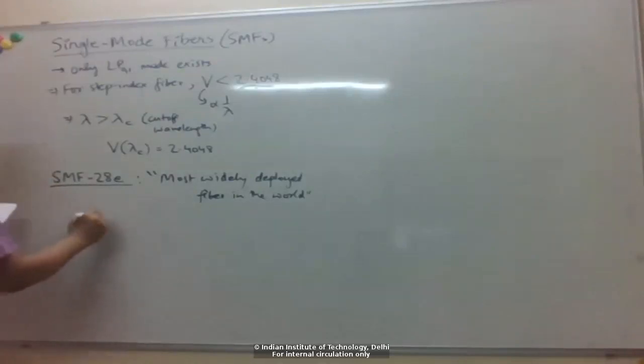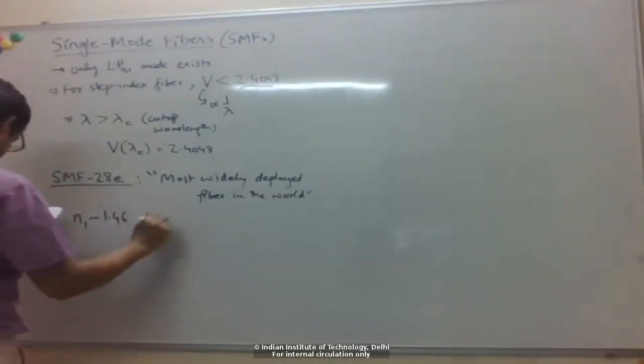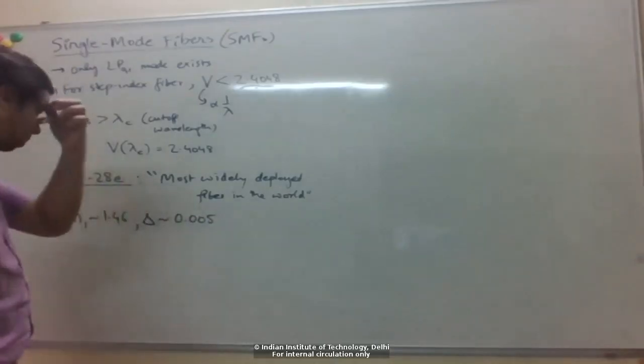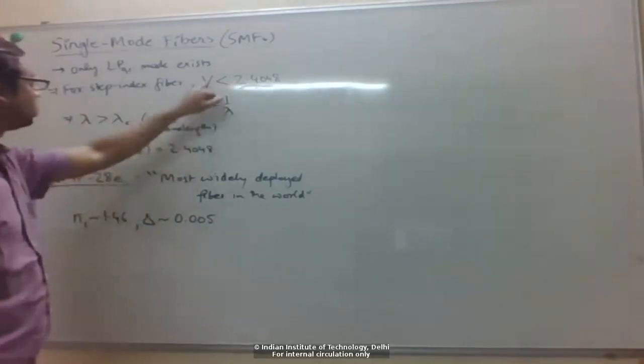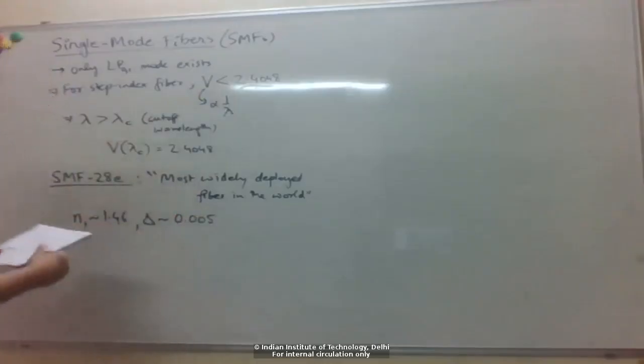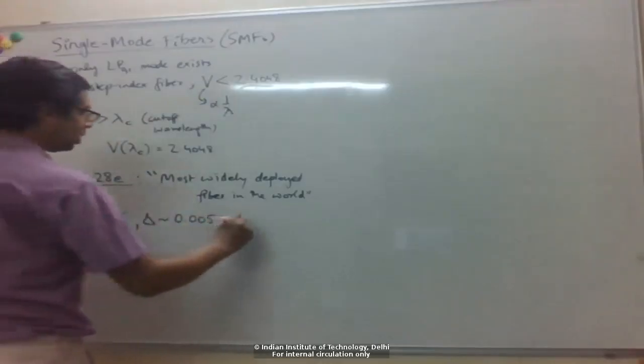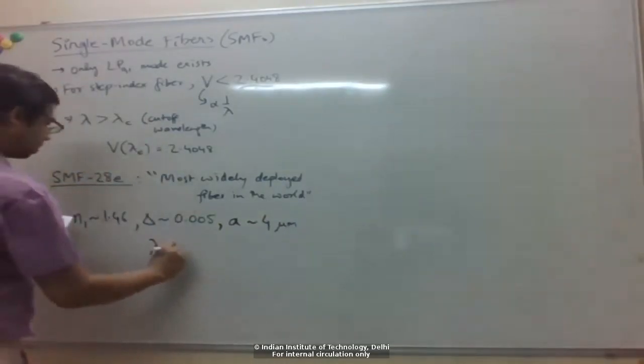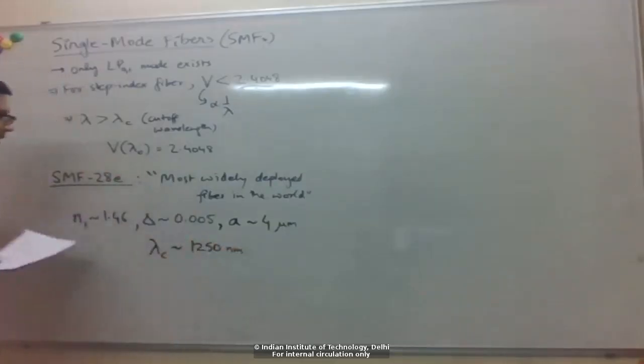The parameters are: the core index is about 1.46 in glass. The normalized refractive index contrast is in the 10 to the minus 3 range, so it's very small. Again, because B is proportional to the square root of this delta, it has to be small. The core radius is also small, about 4 microns. If you put in these parameters, you get the cutoff wavelength to be about 1250 nanometers. So for wavelengths longer than 1250 nanometers, it's single mode, right?